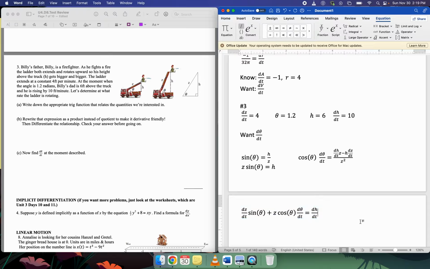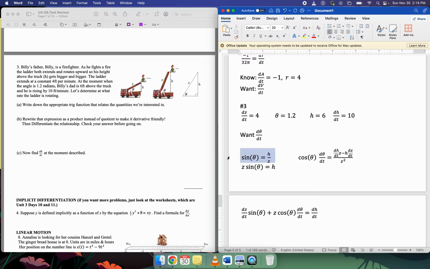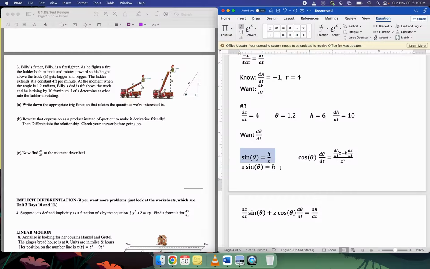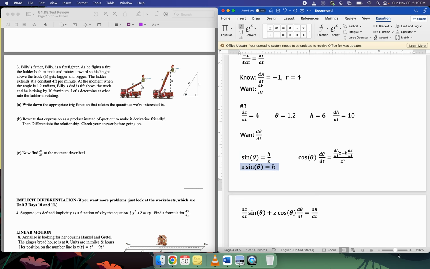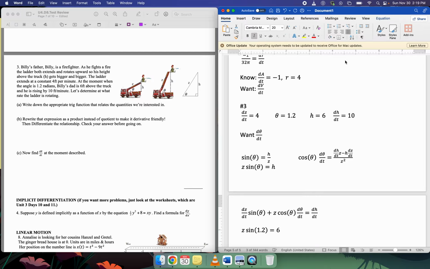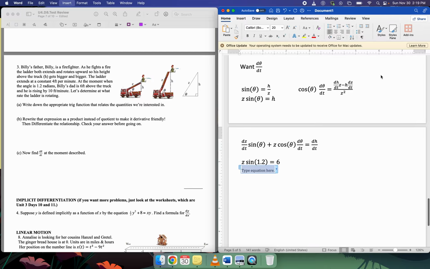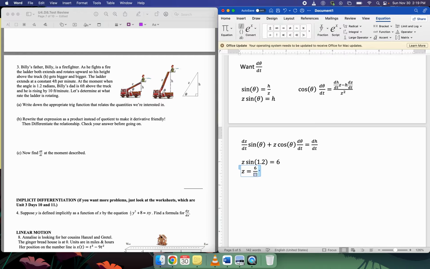So I think I'm going to have to find that by returning to the original equation, this guy right here, or this one, it doesn't matter. If you return to this equation and you plug in what we know, then you can find z. If I use this one here, then I'll find z sine of 1.2 is equal to h, which is 6. So therefore z will be 6 over sine of 1.2, whatever number that is, I don't know.